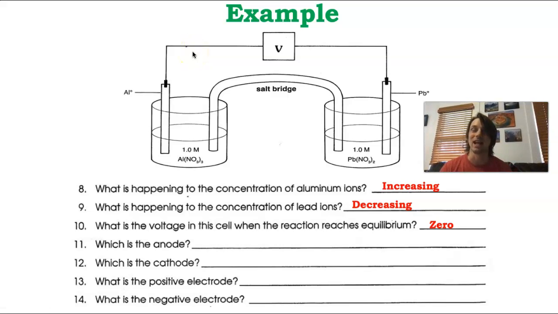The spontaneity ends. Okay, which is the anode? Aluminum. Which is the cathode? Lead. The positive electrode? Lead. The negative electrode? Aluminum. So the positive electrode is also called the cathode. The negative electrode is also called the anode. Okay?